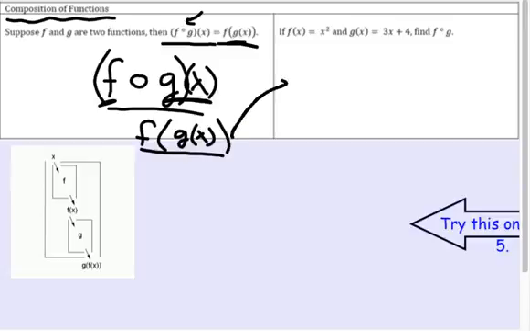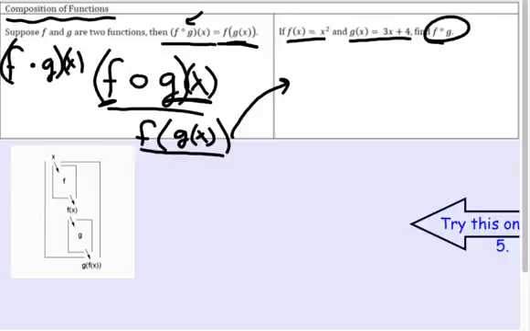We're doing this one right here. So here's f of x equals x squared and g of x equals 3x plus 4. They want us to find f of g of x. Composition of functions. Once again, this is not multiplication. If it was multiplication, it'd be f times g of x. And that's not what this is. We're not multiplying. So there's a little open circle there. It's composition. So we're going to find f of, well, g of x is 3x plus 4.